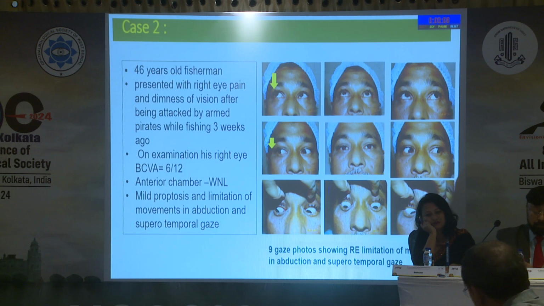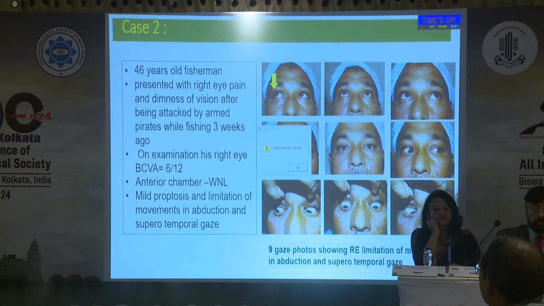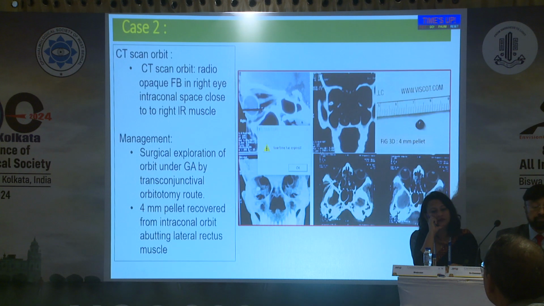This is another case of a fisherman who was attacked by armed pirates while fishing 3 weeks ago. He presented with vision 6/12, and he has proptosis and some limitation of movement in abduction and superotemporal gaze. This is the foreign body we found, and after surgical exploration by transconjunctival orbitotomy, a 4mm pellet was recovered from the intraconal orbit abutting the lateral rectus.